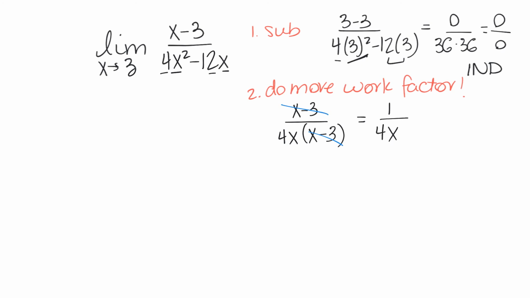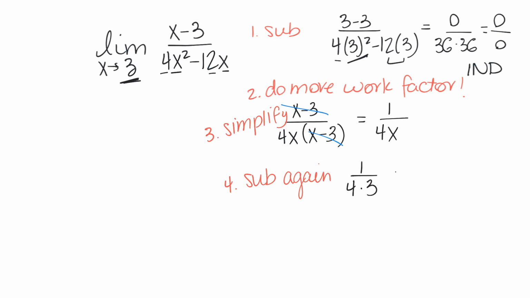So here was step 3 also. I simplified. Okay, and now step 4, I'm going to substitute again. Now that I've actually canceled something out, I'm going to substitute again. And I'm substituting in a 3. So I'm going to say 1 over 4 times 3. And sure enough, the limit is a 12th.